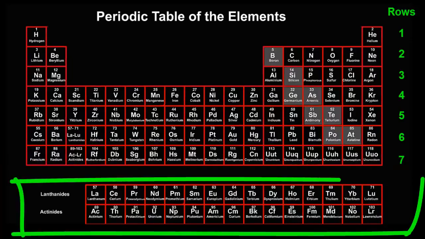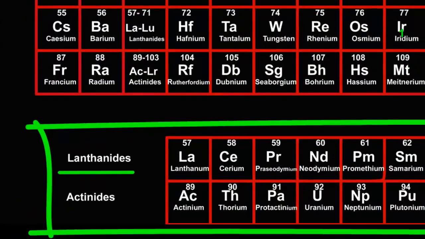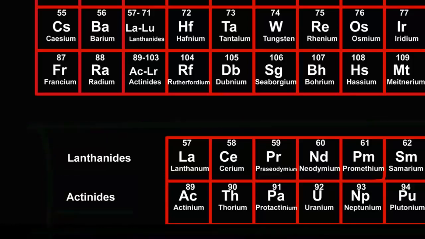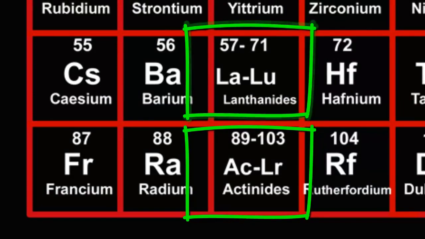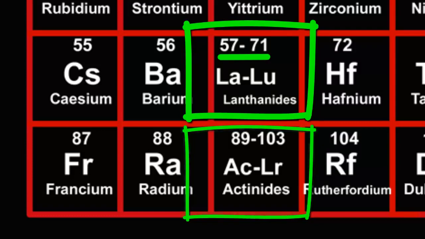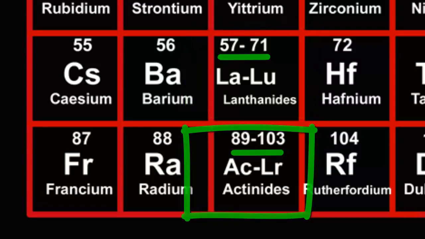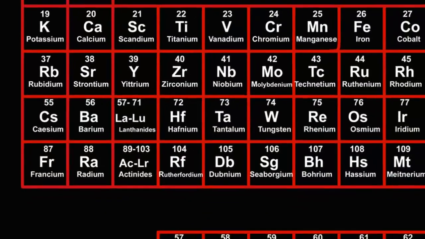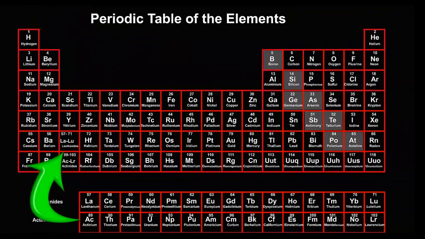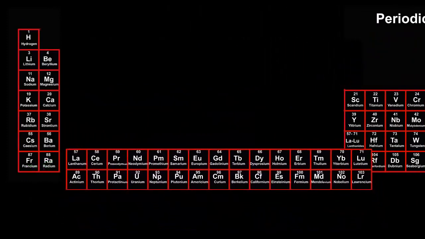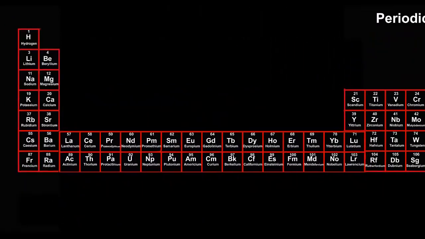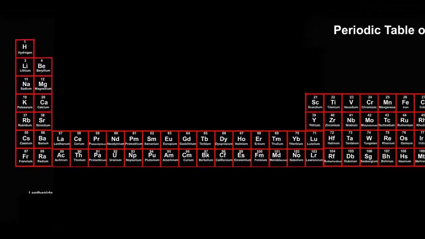What about these rows down below, called the lanthanides and actinides? Well, they really belong to rows 6 and 7 and should slot into these spaces. The lanthanides are elements 57 to 71 and the actinides are elements 89 to 103. To slot them in, we have to make the periodic table wider. This full table is more accurate, and some versions are printed this way.